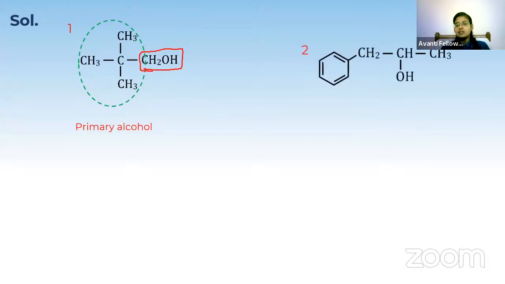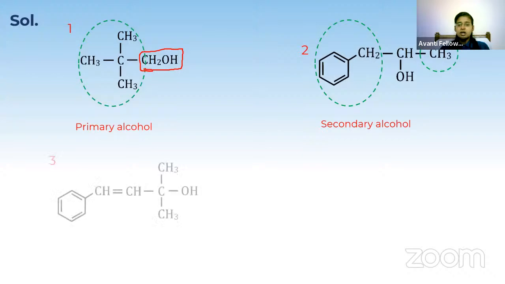Can you tell me for the second compound whether it is primary, secondary or tertiary? OH is attached to CH. Under which classification will you classify? Very good. It is secondary because the carbon has two alkyl groups. Very good, students. It is secondary. What about this third compound?